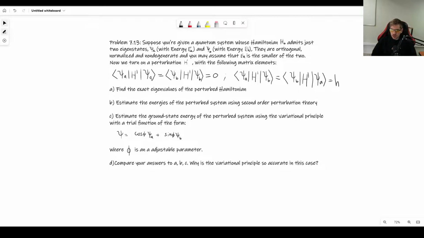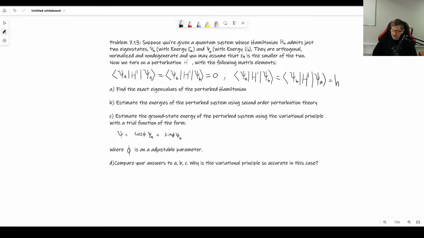Now, we turn on a perturbation H' with the following matrix elements. The expectation value of the perturbation in the state psi A and in psi B is 0, and the off-diagonal terms are h. Find the exact eigenvalues of the perturbed Hamiltonian is part A.